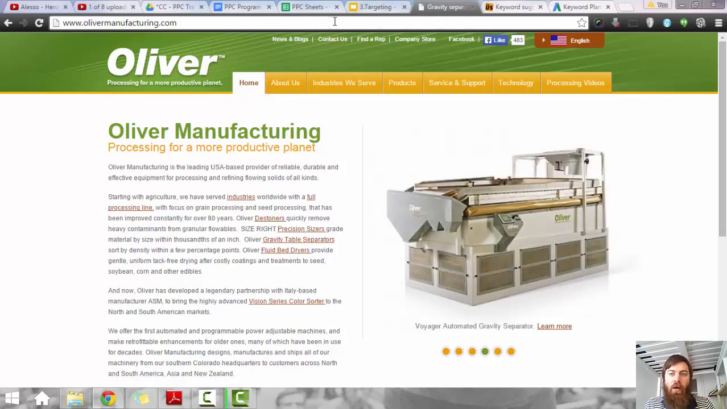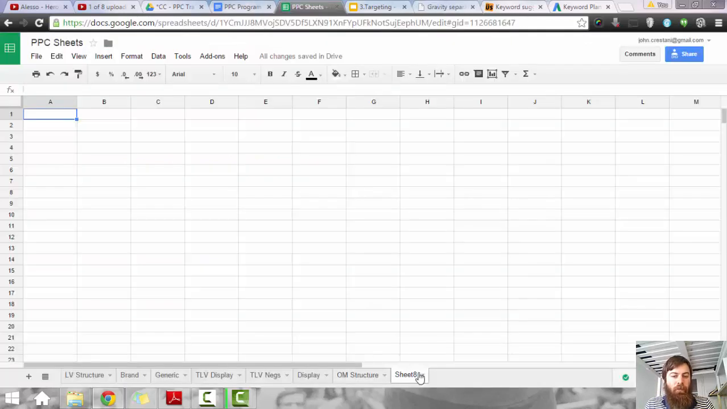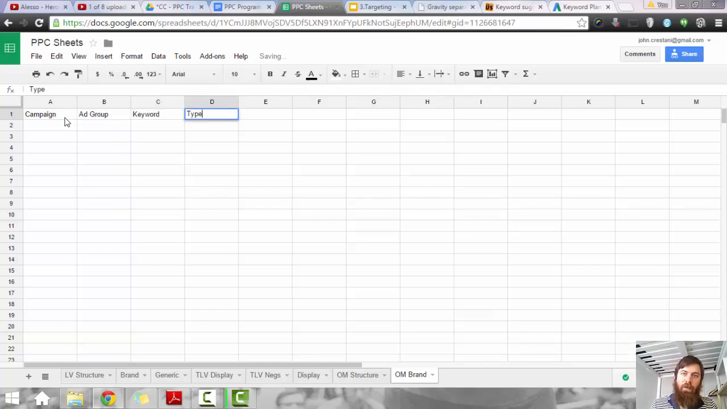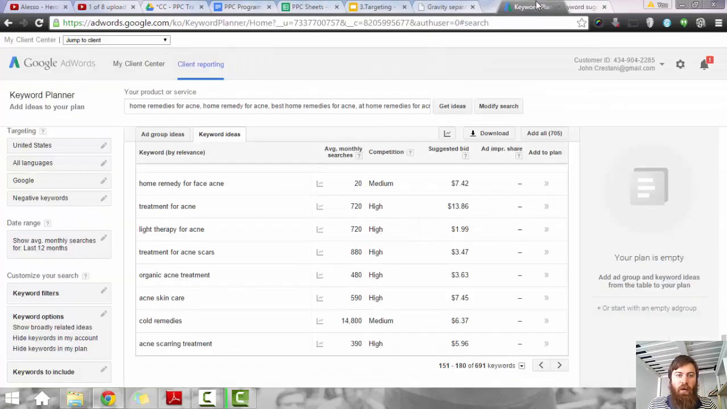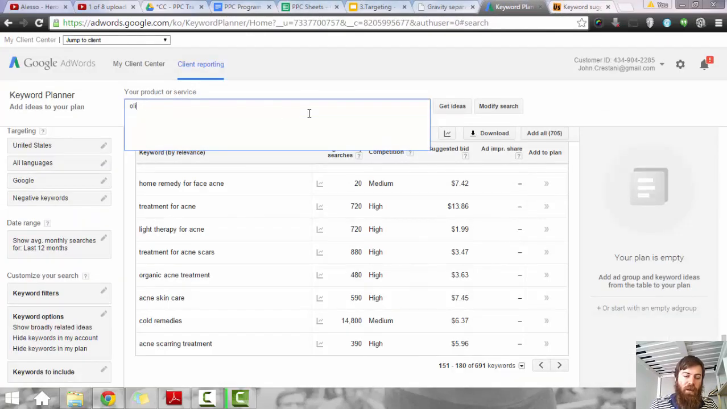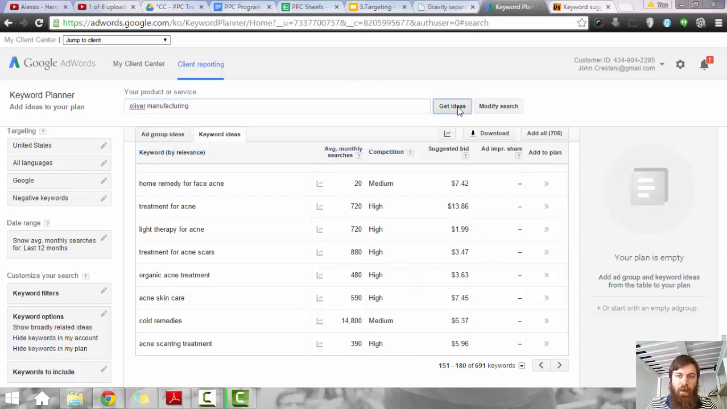So targeting, first we want to always start off with our brand campaign. Oliver Manufacturing brand, and we're just going to do campaign, ad group, keyword, type. And as normal, we're going to go to the keyword planner and type in Oliver Manufacturing. Let's get some ideas.